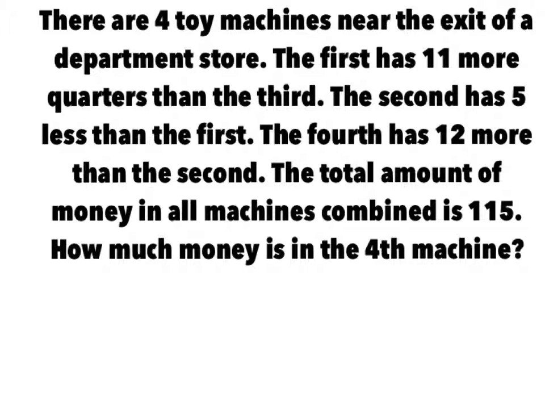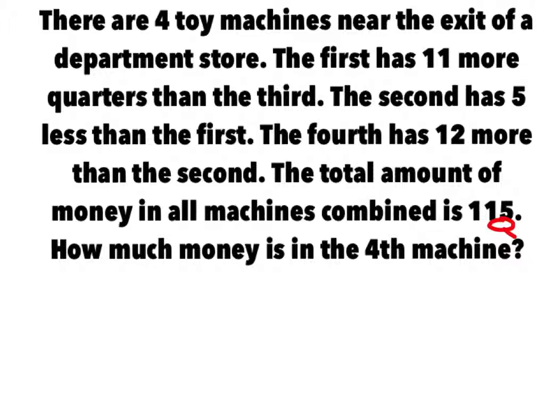The first has 11 more quarters than the third. The second has 5 less than the first, and the fourth has 12 more than the second. The total amount of money in all machines combined is 115. And I believe that's in terms of quarters. That's kind of deceptive. I believe that's in terms of 115 quarters. It will be different in later problems, but right now I think that's quarters. How much money is in the fourth machine? Now that one would be a different answer.